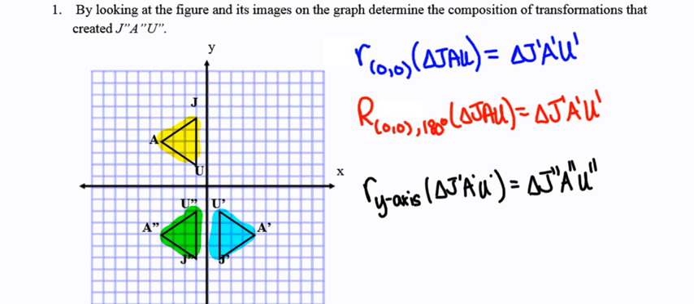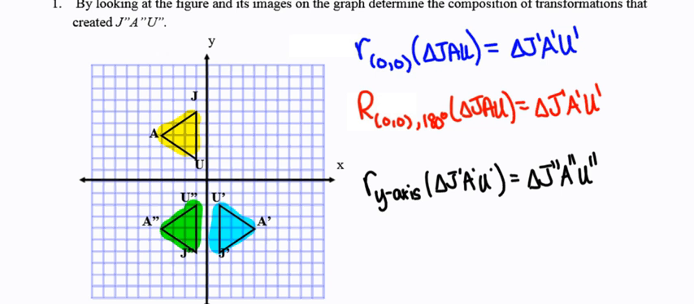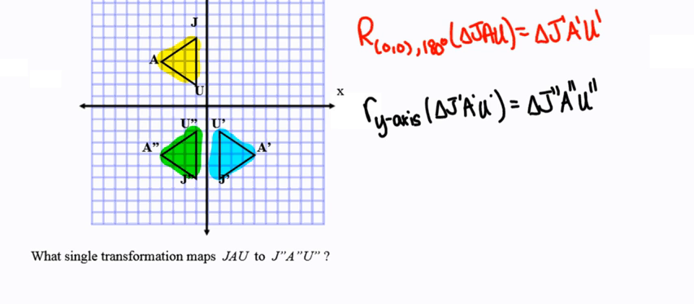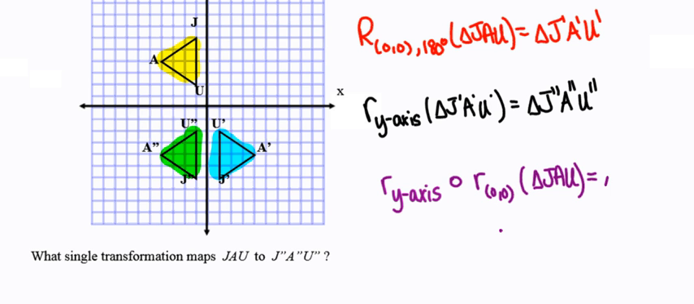So in determining the composition, we did 2 things. Either first we did this rotation or the reflection, and then secondly, we reflected across the y-axis. So to write this in composition notation, I'm going to say a reflection in the y-axis following either the rotation or the point reflection. It's your choice. I'm going to do the point reflection of triangle JAU produces or creates triangle J double prime, A double prime, U double prime.